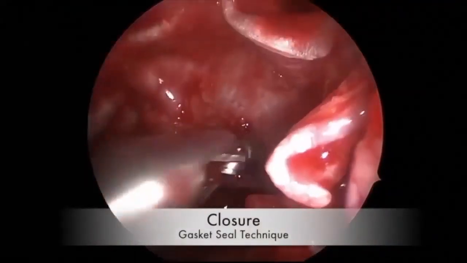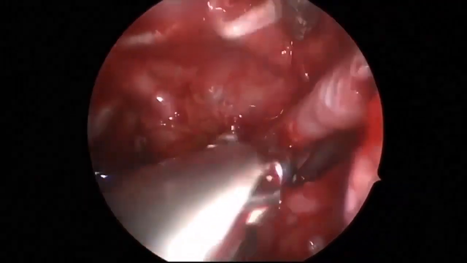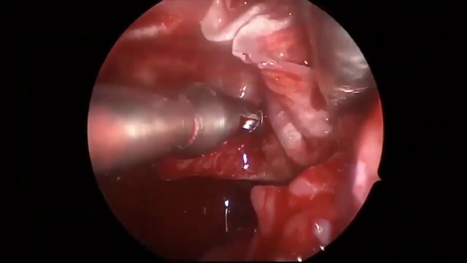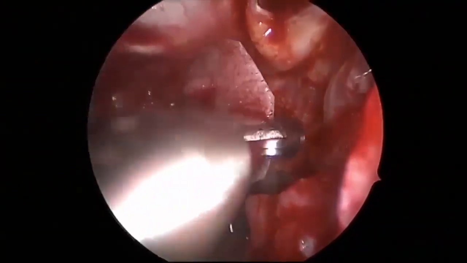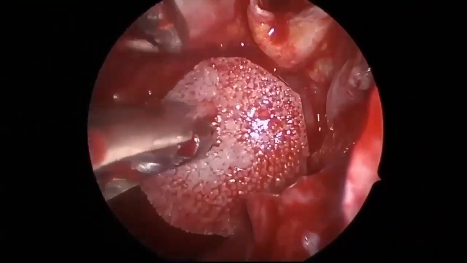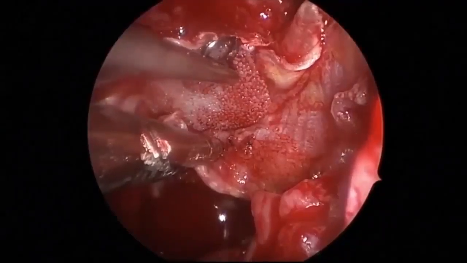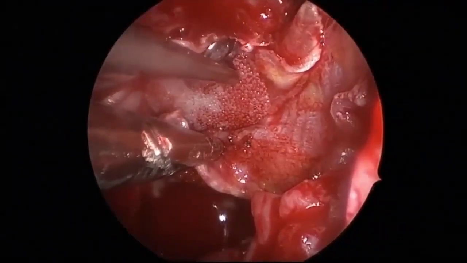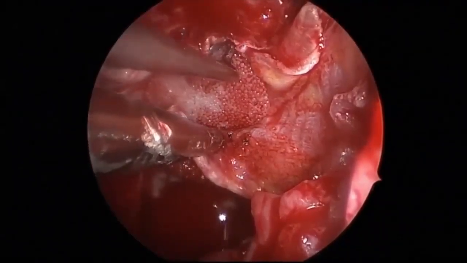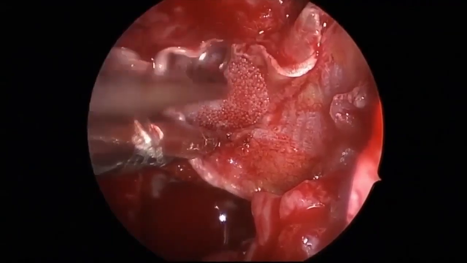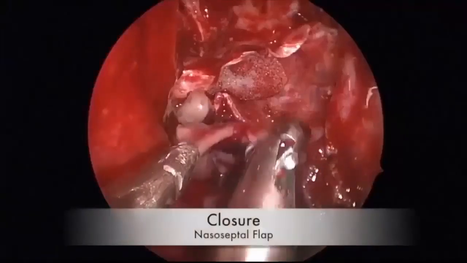The closure is performed with an onlay of fascia lata in order to achieve a gasket seal closure. This is covered with a piece of Medpor which has been fashioned to be the same size as the defect, and the Medpor is wedged in with care taken not to countersink the Medpor to prevent pinching the optic nerves.